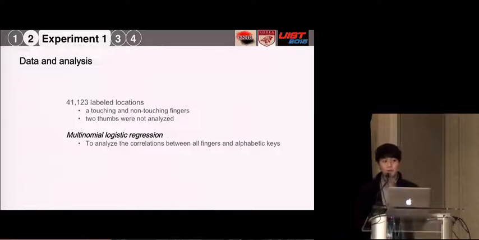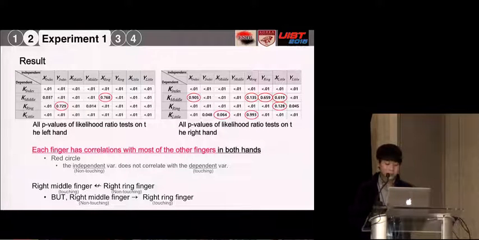Now, let's turn to several results of the first experiment. Let's see the two following tables. First of all, I will explain some formulas. The dependent variable was the key allocated to each finger, and the independent variables were the two-dimensional locations of all fingers. For example, K_middle means the key allocated to the middle finger, and X_middle means the X-axis value of the middle finger. Just like X_middle, Y_middle means the Y-axis value of the middle finger.